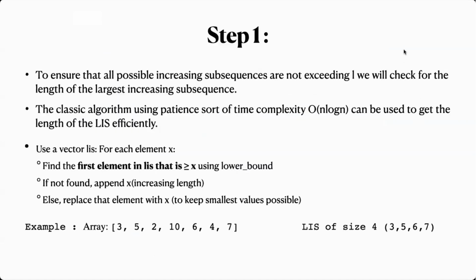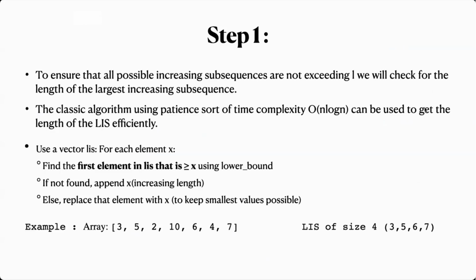So the first step to solve this question would be to ensure that all possible increasing subsequences are not exceeding L. We will check the length of the largest increasing subsequence. Because if the largest increasing subsequence is itself greater than L, then we do not need to check for other subsequences because we'll have to reduce that subsequence itself. And if the largest subsequence is of length less than or equal to L, in that case, there'll be no subsequence with length exceeding L. In that case, we can simply print -1 and our work is done.